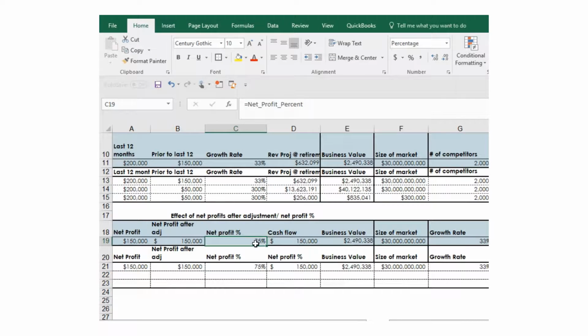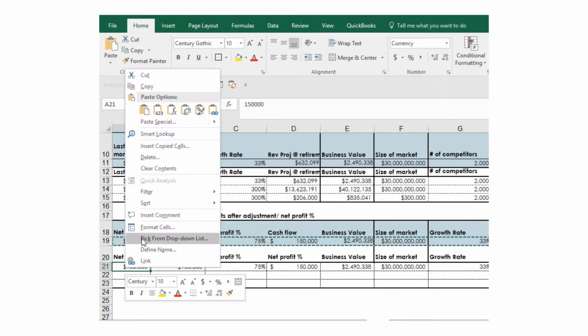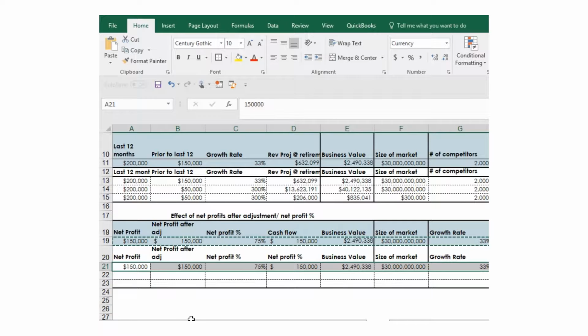So let's see what our net profit is. Okay, at this point we have a 75% net profit, cash flow $150,000, and then business value $2,490,000. So there are no adjustments here. So net profit equals cash flow. So we copy that and we paste it. Now let us make a minor adjustment.